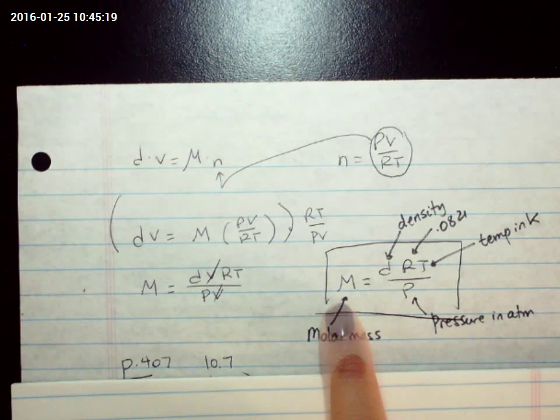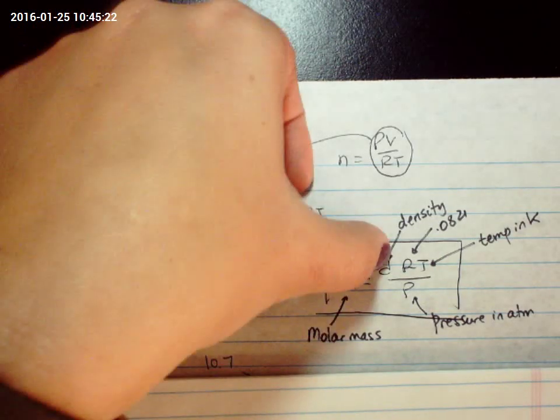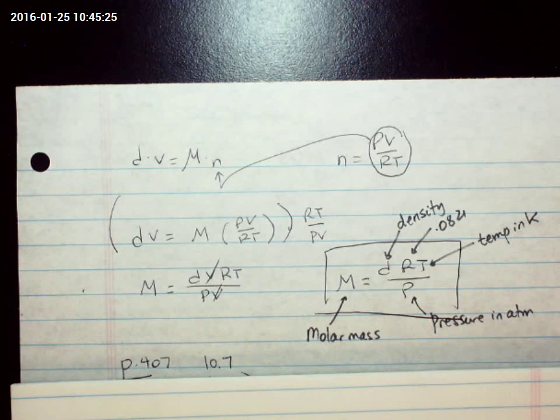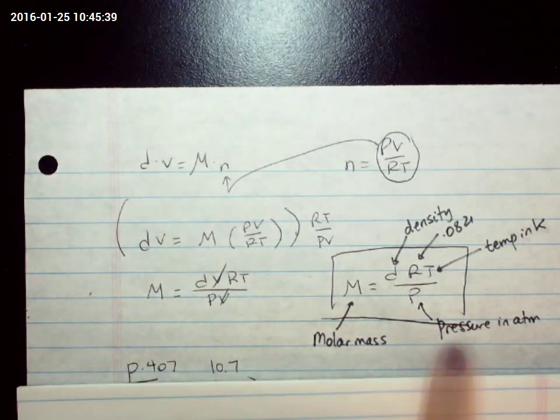That capital M stands for molar mass. D stands for density of the gas. Again, we have R. What's R? 0.0821. T stands for temperature in Kelvin. P stands for pressure in atmospheres. All right, so let's take a look at a question like 10.7 in the book. Now, this formula is not on the reference sheet. So that might be one that you're going to have to memorize flat out. Or you can sit and try to derive it from the equations that they give you.